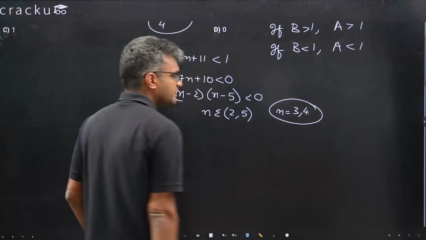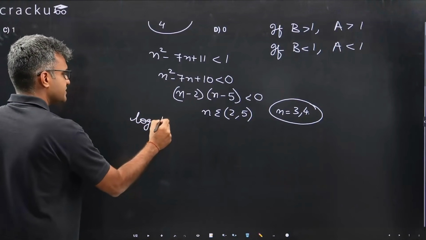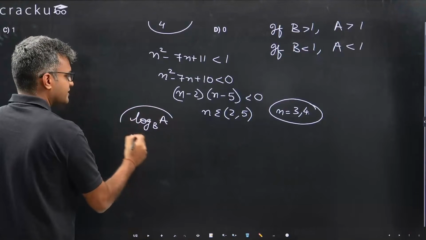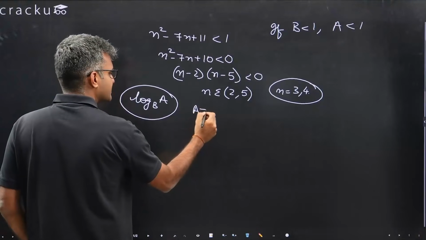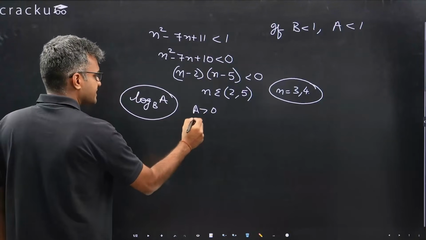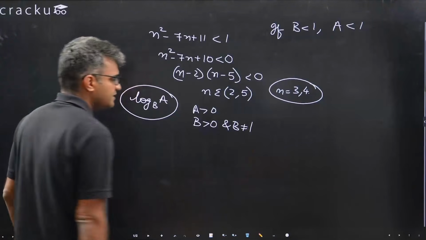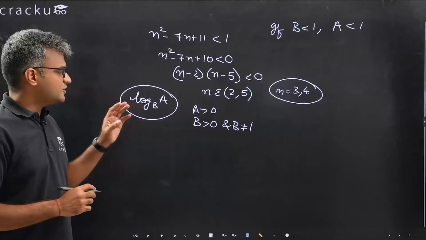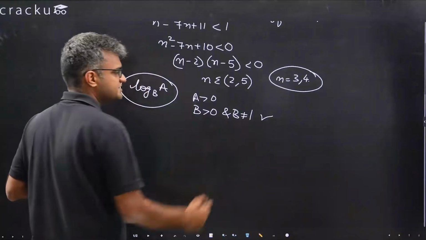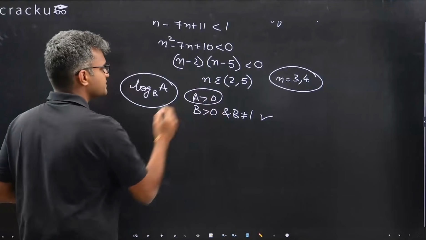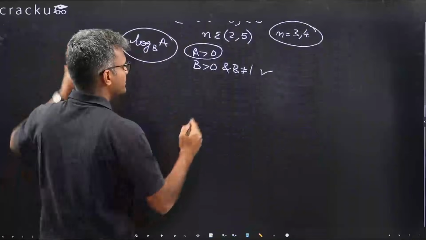However, the question doesn't end over here. Whenever you are given log of a to the base b, for this logarithm to be defined, some conditions have to be satisfied. First, the argument a has to be greater than 0. Second, the base b has to be greater than 0 and the base b cannot be equal to 1. These are the three conditions that are needed for the logarithm to be defined. Here we are given the base is 1 by 4. These two conditions are satisfied, but the first condition also has to be satisfied. So we want the argument, which is n square minus 7n plus 11, to be greater than 0.